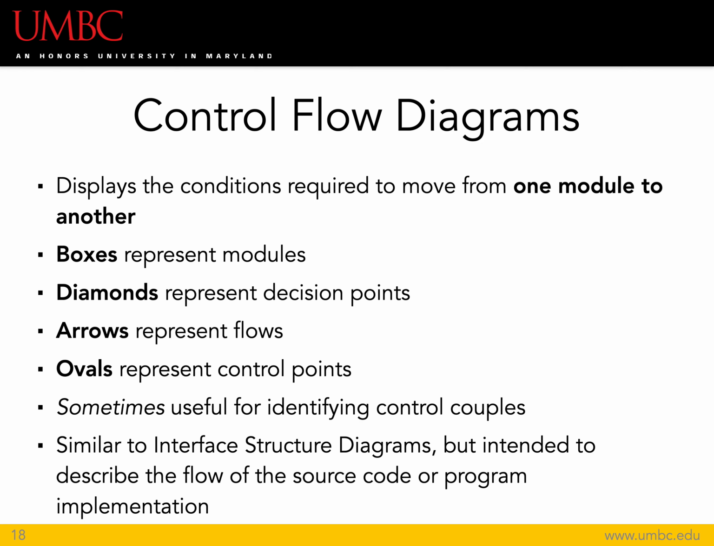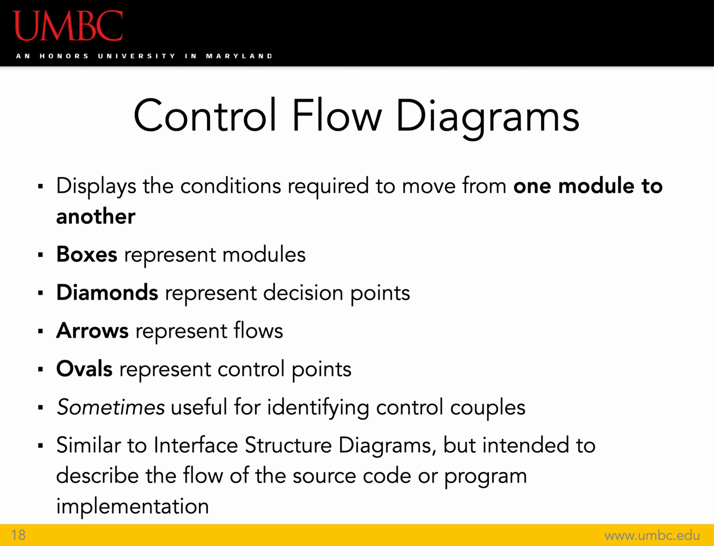The purpose of a control flow diagram is to display all the conditions for control to flow from one module to another. Better thought of as like flow charts, because that's essentially what they are. Now, this is sometimes useful for identifying control couples, right? There's messages that would indicate there is some kind of control flow couple between two modules. And it is similar to interface structure diagrams in the sense that you're interested in watching the flow of control, but they're more intended to describe the flow of source code control rather than interface control, right?